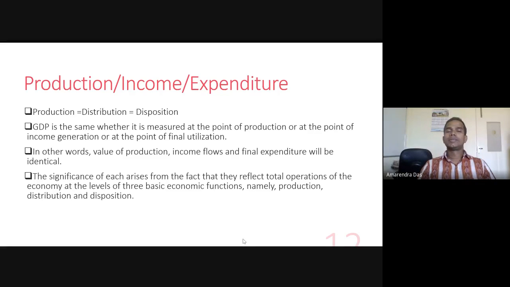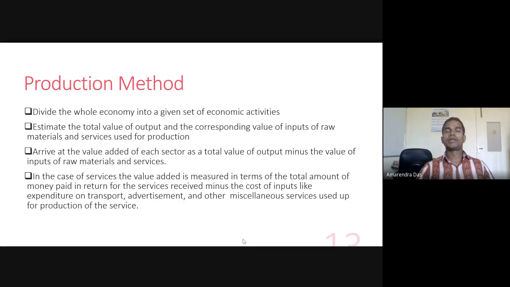The significance of each arises from the fact that they reflect total operations of the economy at the levels of three basic economic functions, namely production, distribution, and disposition. So basically, we can estimate GDP through the production, income, and expenditure methods. Now coming to the first method, just a repetition in a little more elaborative manner, the production method.